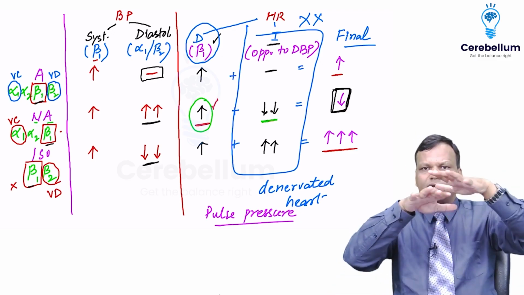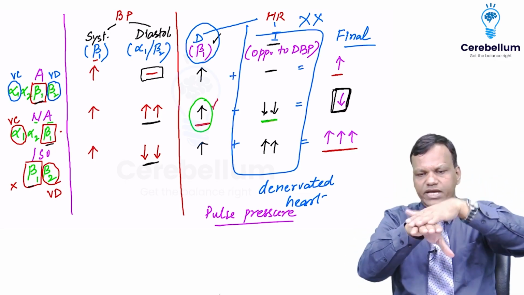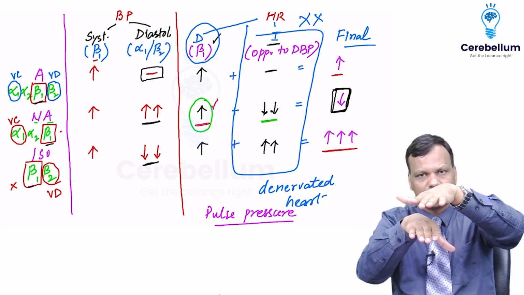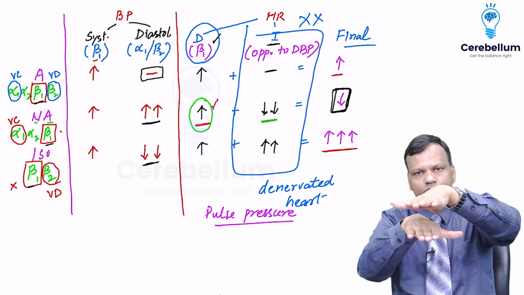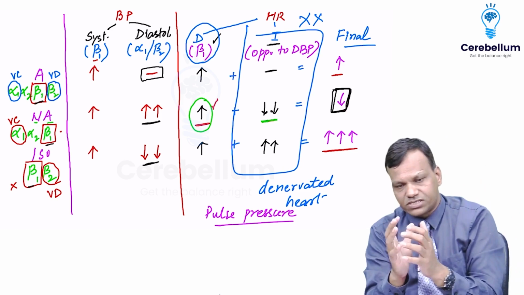So if we assume that normal blood pressure is 120 by 80, the upper is 120, lower is 80. So this gap is pulse pressure. 120 minus 80, the 40 is the pulse pressure. Okay. So this is in a normal person, we assumed, without giving any drug. Now we give one by one the drug and see what happens.